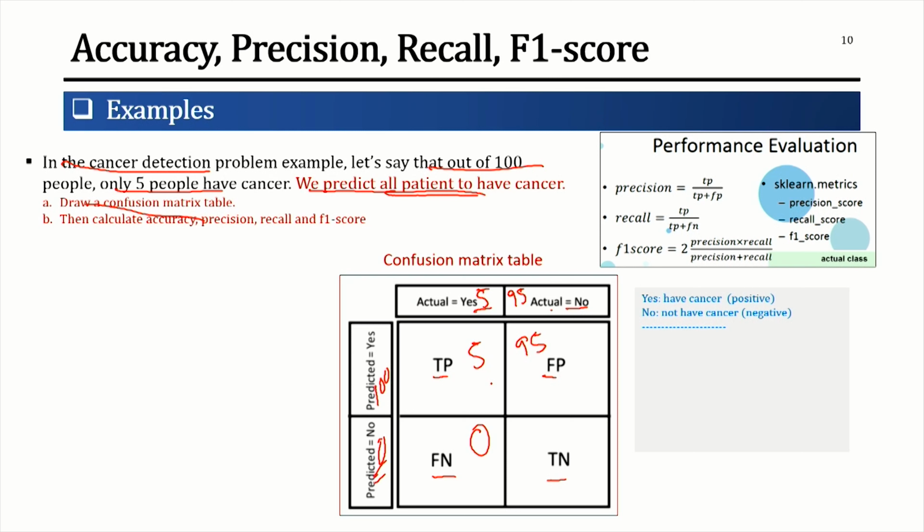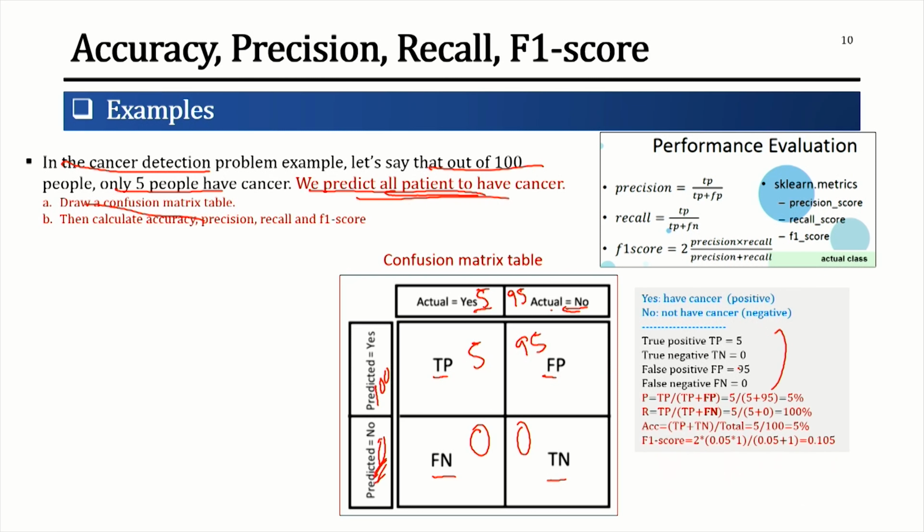And next, we have the not-have-cancer cases, which is 95. And this one, predicted not have cancer, is 0 because we predict all patients have cancer. So from this table, we obtain these values, and this represents the confusion matrix of our problem. Next, to compute the precision, recall and F1 score, as well as the accuracy, we can use these formulas.